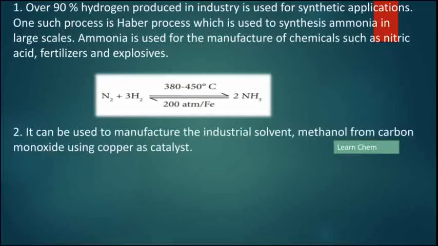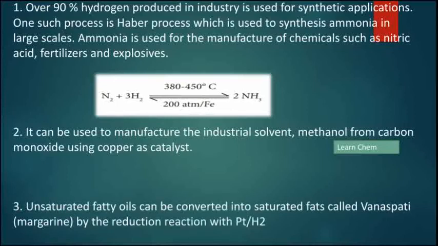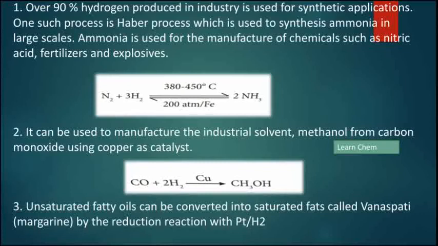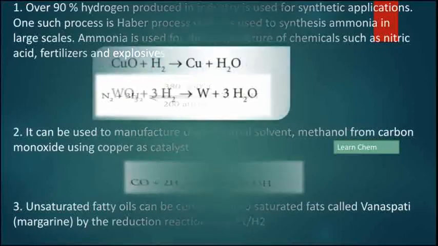Then it's used to manufacture industrial solvents, that is methanol, from carbon monoxide using copper as a catalyst. So hydrogen is used to prepare solvents. And another one is unsaturated fatty oils can be converted into saturated fats. These are called vanaspati. These reactions require hydrogen in the presence of platinum. The process of methanol preparation, carbon monoxide plus hydrogen, in the presence of copper gives methanol, CH3OH.